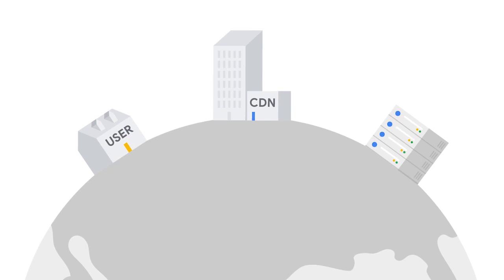CDNs work by caching content super close to the user. When a user requests, say, a cute cat video, it's stored in the closest CDN server. That way, when a second user in the same region requests the same cat video, it's already cached in a server that's pretty close and it can be downloaded extra fast. Because no one should have to wait for their cat videos to load.